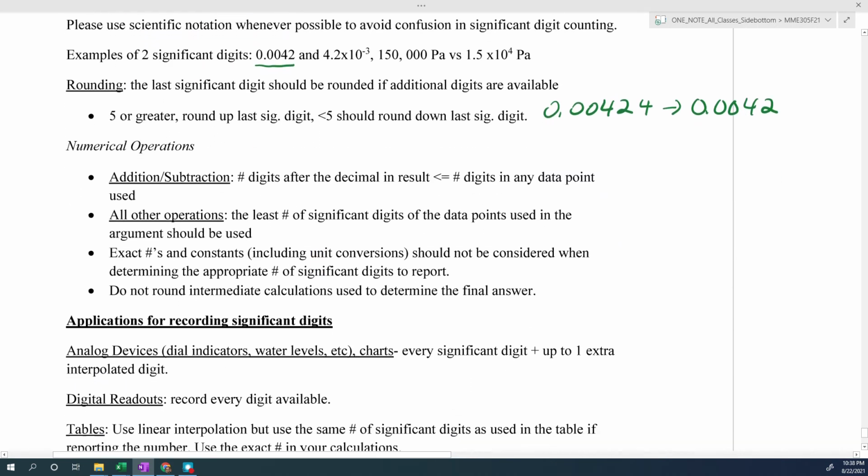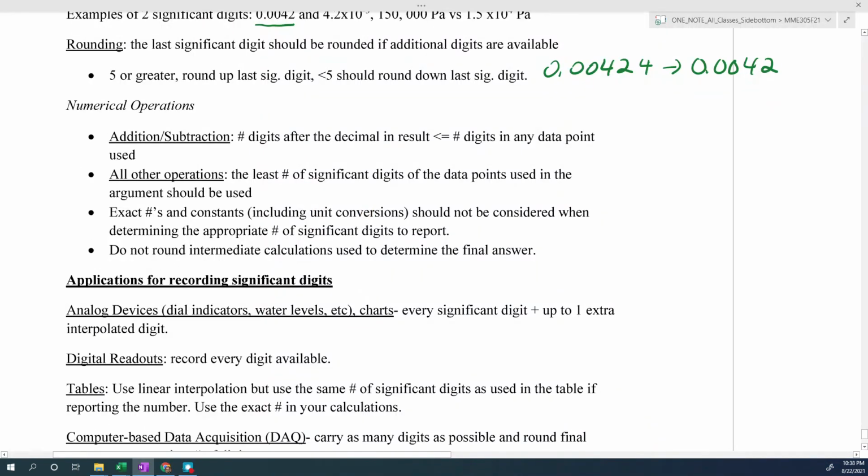In terms of numerical operations, you should follow these rules. If you add or subtract, the number of digits after the decimal in the result should be less than or equal to the number of digits in any data point used. For all other operations, the number of least significant digits of the data points used should be used. So if you multiply two numbers, one with 4 significant digits and the other with 2, you would use 2.